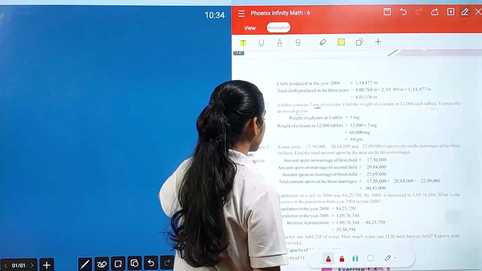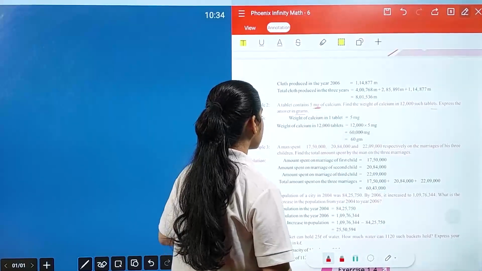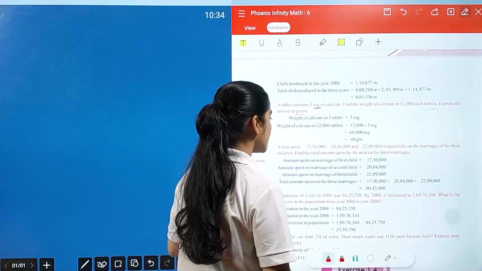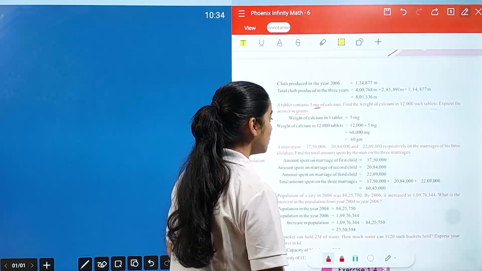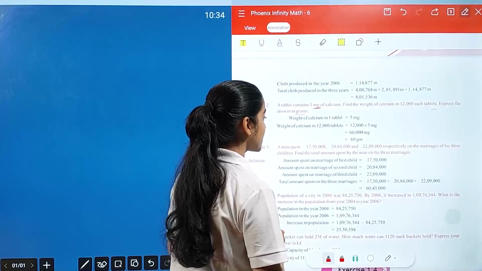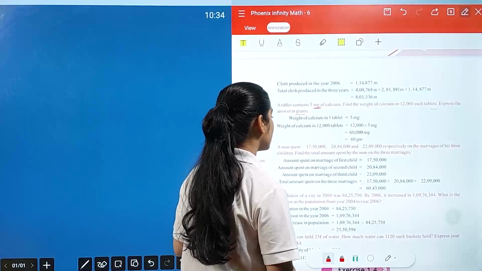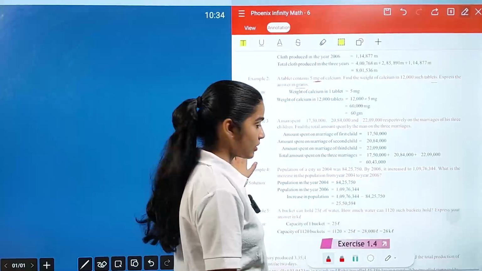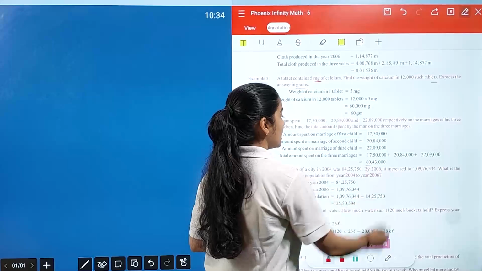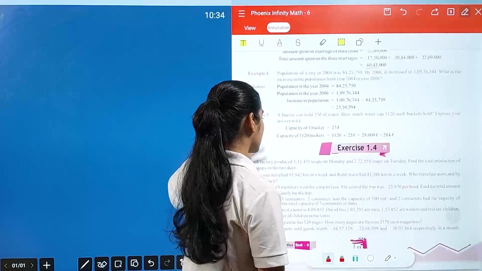Now a man spent 17,50,000, 20,84,000 and 22,09,000 respectively on the marriages of his 3 children. Find the total amount spent by the man on 3 marriages. So you just have to add them together. You will get 60,43,000 is the total amount.